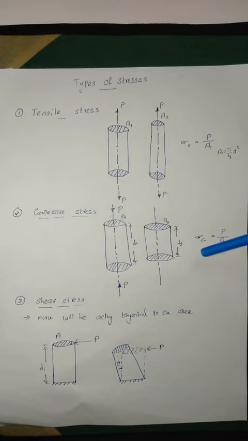It is given by sigma C, where C stands for compression, which is equal to P by A1. P is the load and A1 is the resisting area. That is compressive stress. So the third type of stress is shear stress.